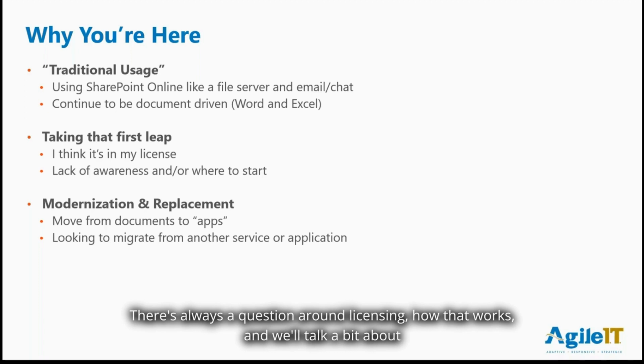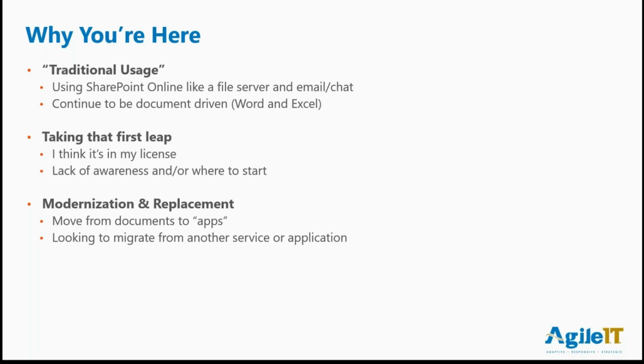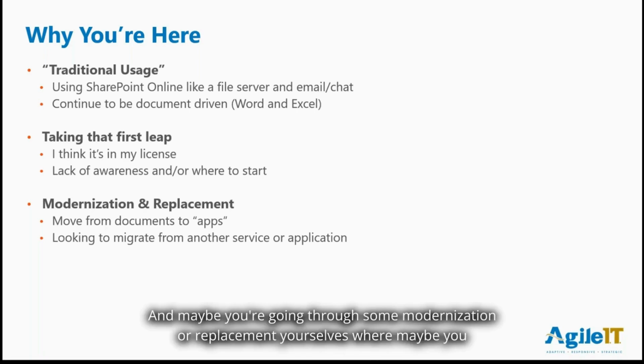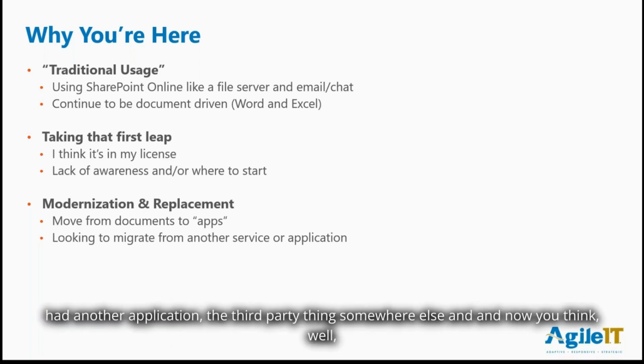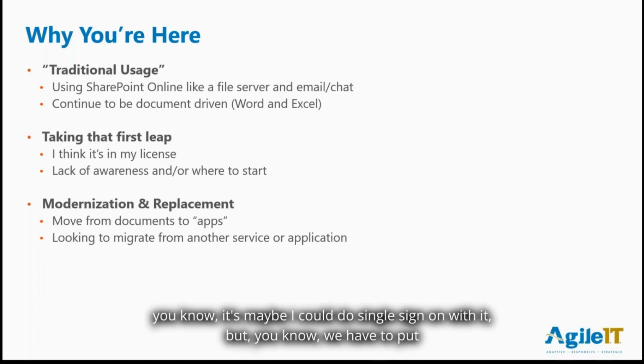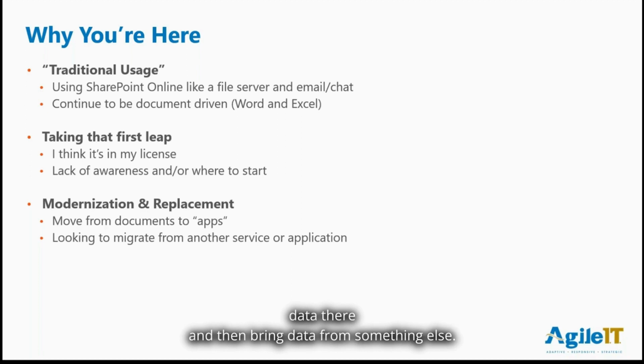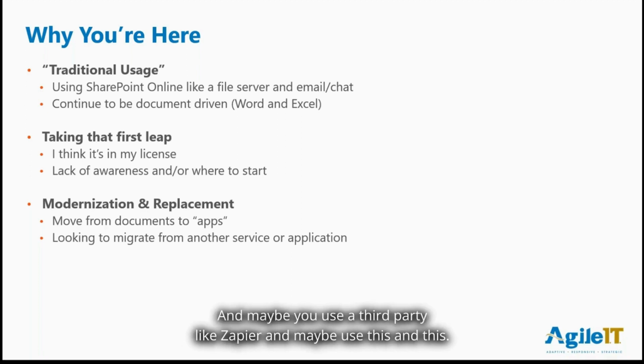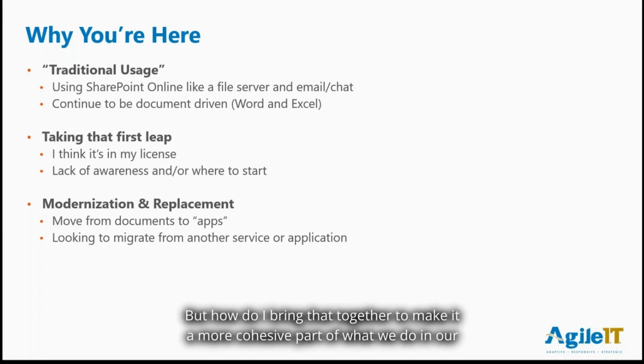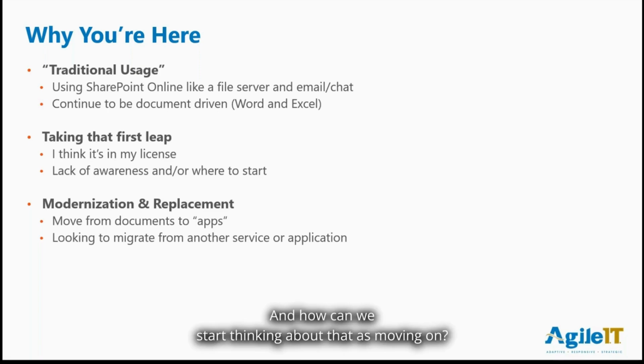There are always questions around licensing, how that works, and we'll talk a bit about that towards the end. And maybe you're going through some modernization or replacement yourselves, where you had another application, a third-party thing somewhere else, and now you think maybe you could do single sign-on with it, but we have to put data there and then bring data from something else, and maybe you use a third party like Zapier, and maybe you use this and this. But how do I bring that together to make it a more cohesive part of what we do in our environment? And how can we start thinking about that as moving on?